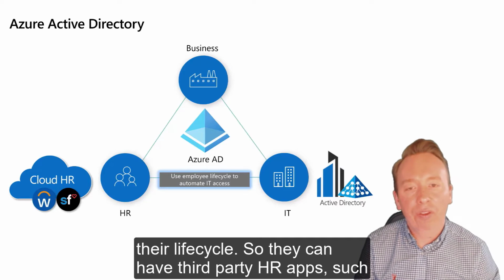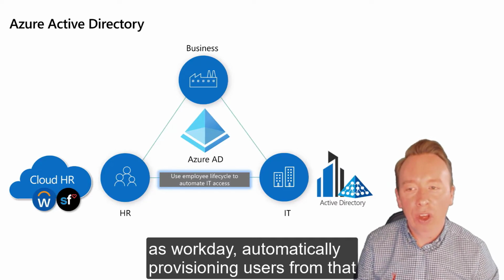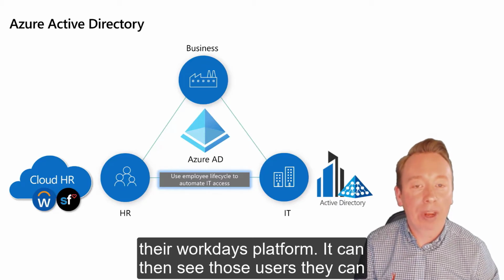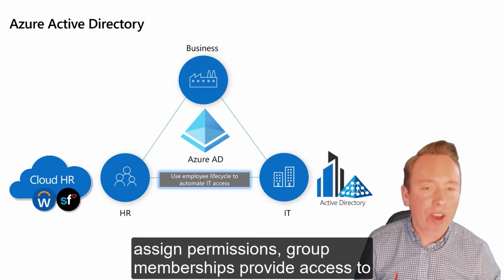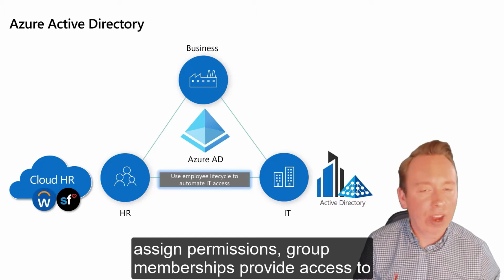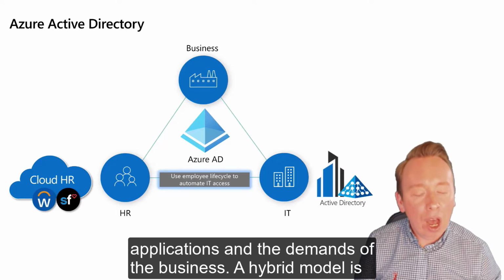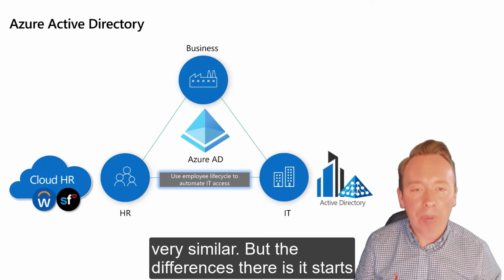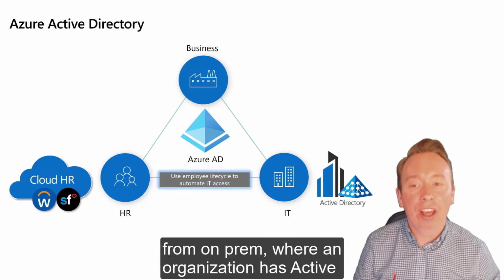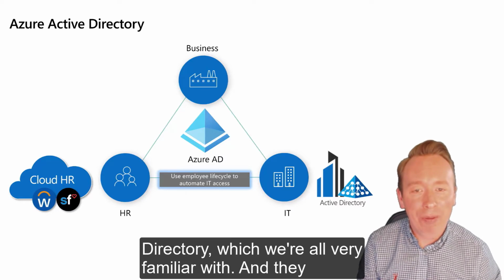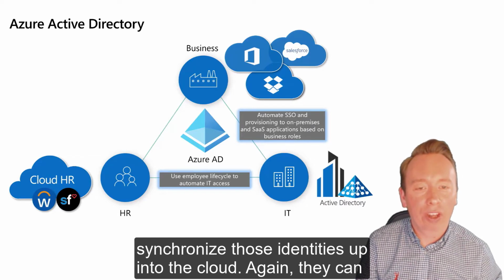So they can have third-party HR apps such as Workday automatically provisioning users from their Workday platform. IT can then see those users, they can assign permissions, group memberships, provide access to applications and the demands of the business. A hybrid model is very similar, but the difference is it starts from on-prem, where an organization has Active Directory, which we're all very familiar with, and they synchronize those identities up into the cloud.